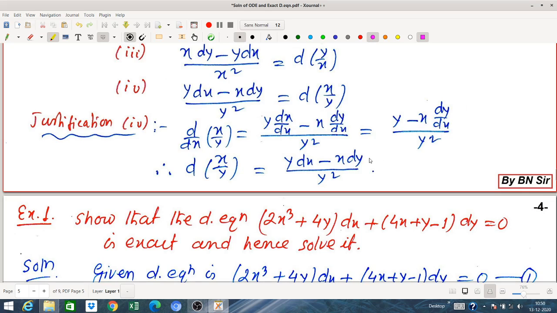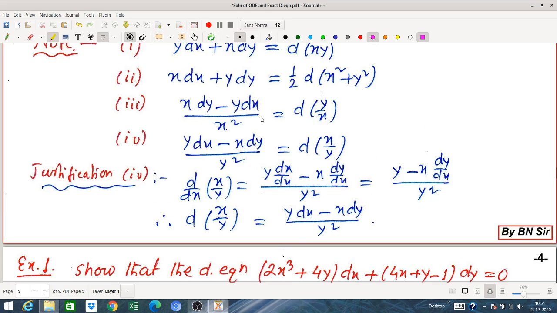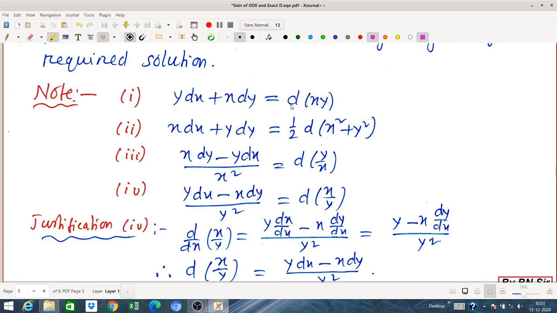So it is (y dx minus x dy) by y square. So d of (x by y) is (y dx minus x dy) by y square. We have proved. Similarly, number 3 you can prove. These are very obvious. So these results we shall use directly.